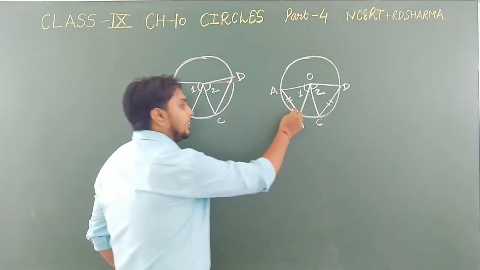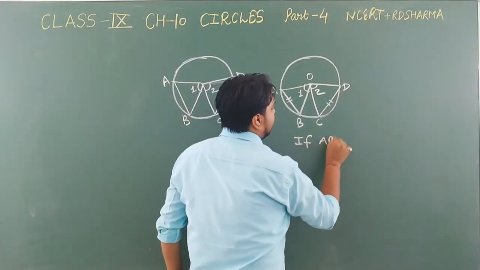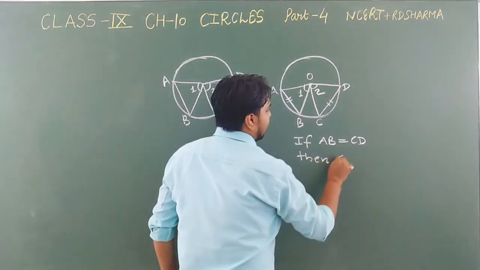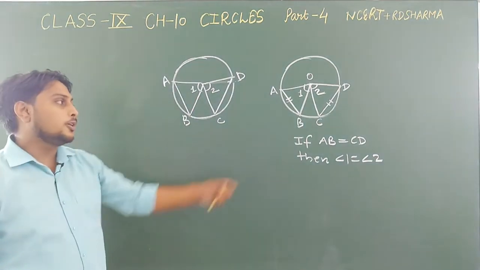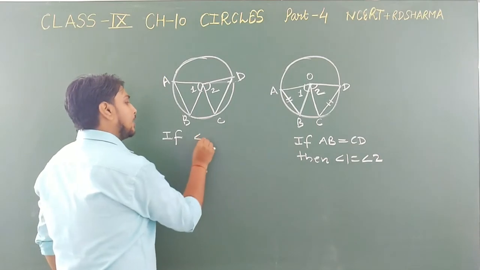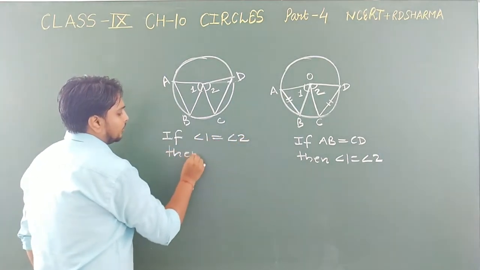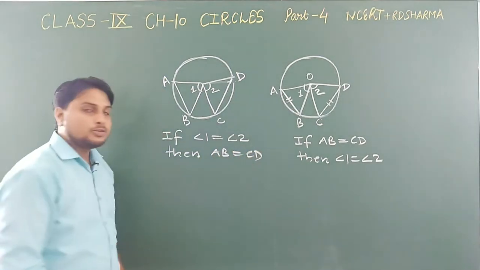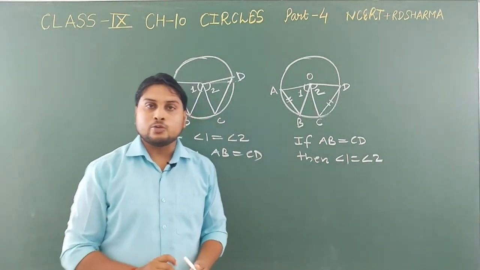Means in the first theorem it was given that if AB is equal to CD, then angle 1 is equal to angle 2. But in this theorem, it is said that if angle 1 is equal to angle 2, then AB is equal to CD.